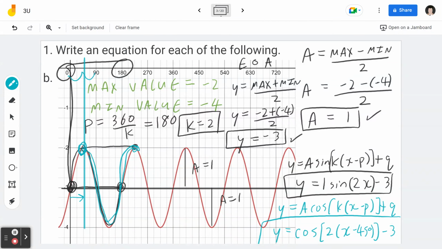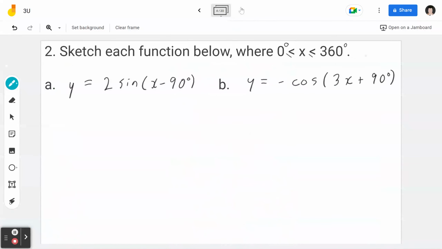Now, what happens if we go backwards, meaning we go in the reverse sequence? Example number 2, sketch each function below where x is in between 0 and 360 degrees inclusive. So again, in part A, we have a sine function. In part B, a cosine function. And notice I left the scale blank, so we can set this up on our own.